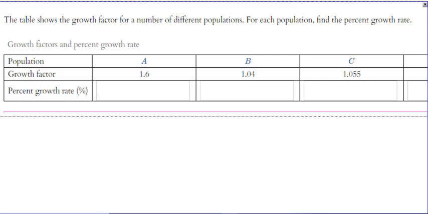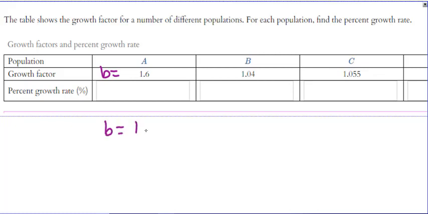This table shows the growth factor for a number of different populations. For each population, find the percent growth rate. Okay, so what they're giving us here is the bees. We know it's above 1, so therefore it is a growth, and that's what the rest of these appear to be.